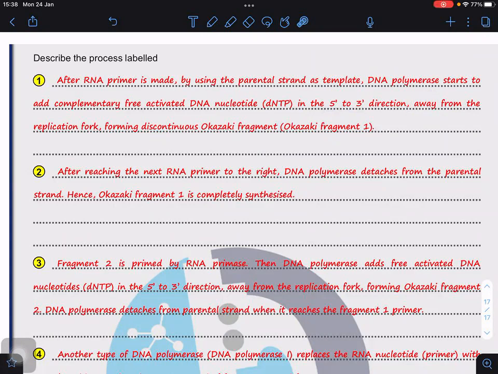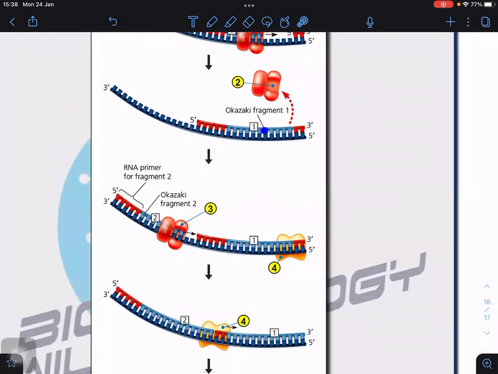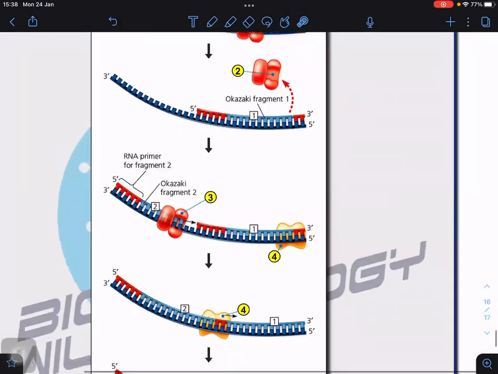After reaching the next RNA primer to the right, DNA polymerase detaches from the parental strand. Okazaki fragment is now completely synthesized. Can you see that? Here, continue. Oh, stop. Right?